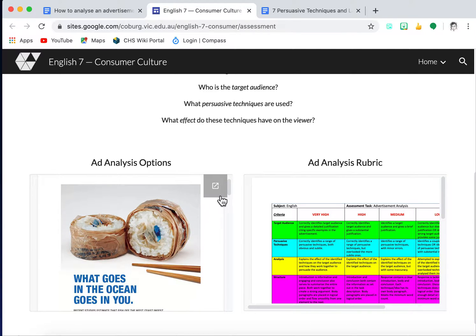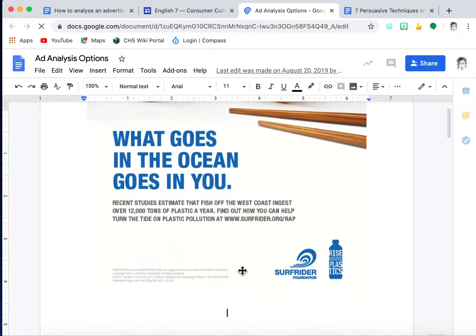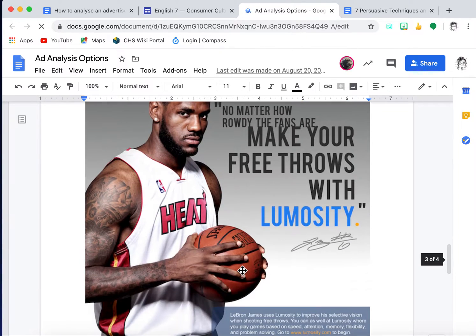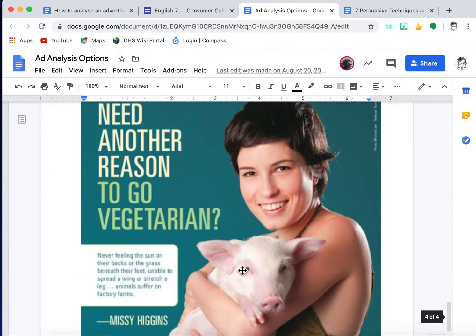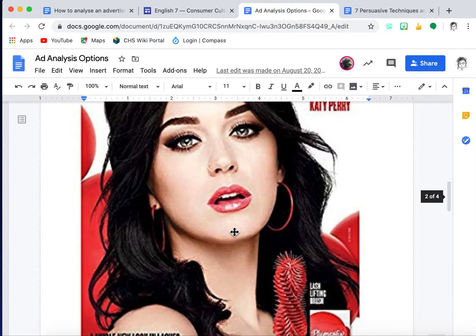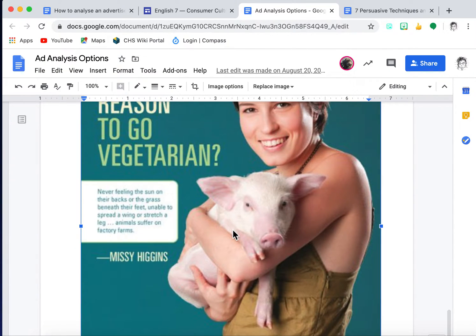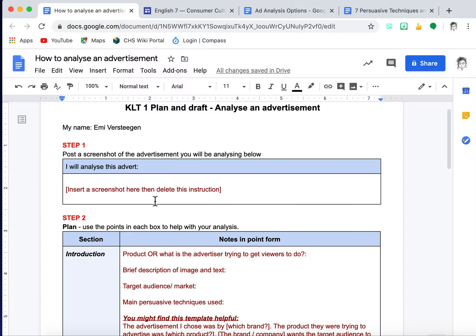remember, it's these bad boys. So you get to choose from Old Rubbish Sushi, Katy Perry, LeBron, or Missy Higgins encouraging you to become a vegetarian. So you need to choose one of those, and say you're feeling virtuous. Here we go. Missy Higgins. Insert a screenshot and then delete this instruction. Okay, I'll do what I'm told.